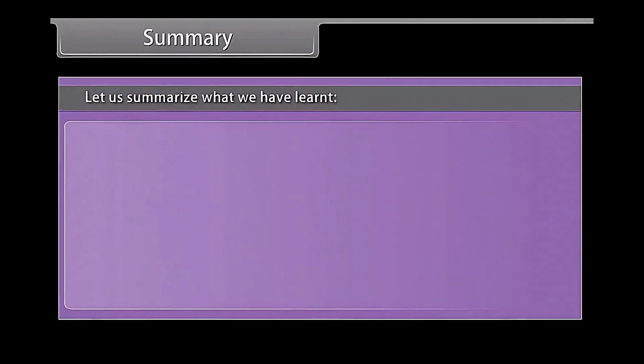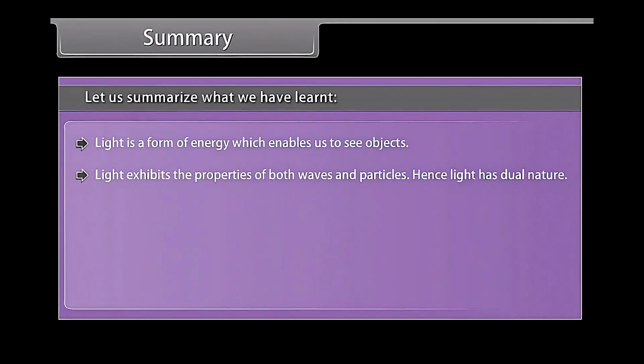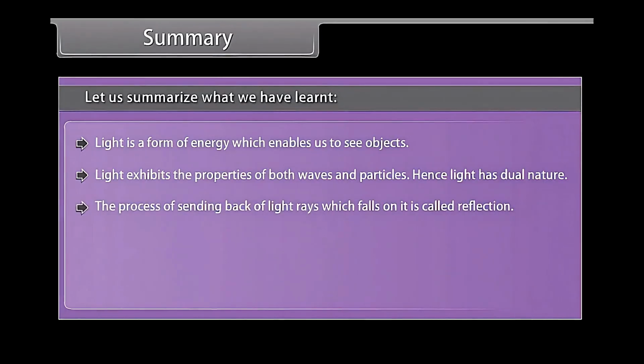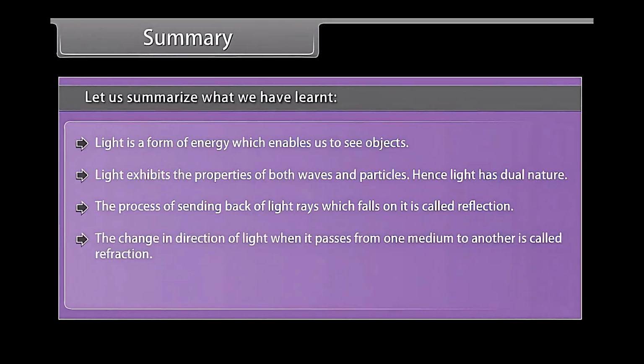Let us summarize what you have learned. Light is a form of energy which enables us to see objects. Light exhibits the properties of both waves and particles. Hence, light has dual nature. The process of sending back of light rays which falls on it is called reflection. The change in direction of light when it passes from one medium to another is called refraction.